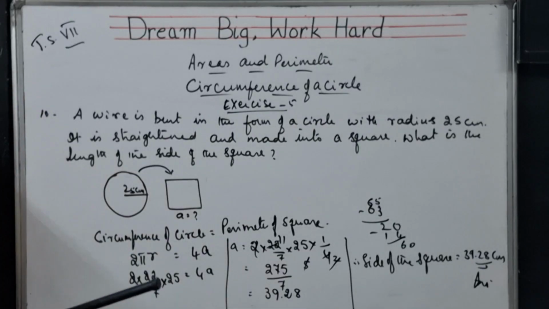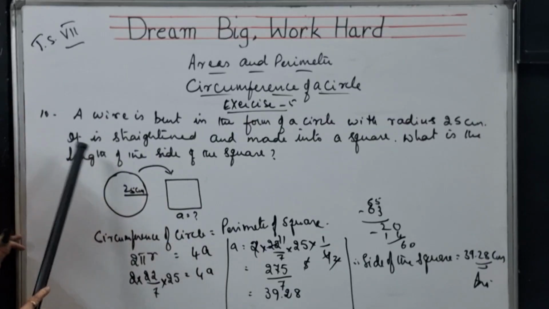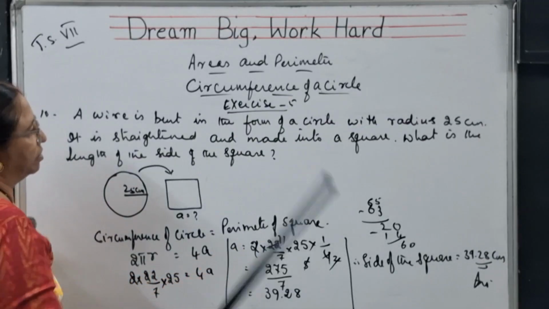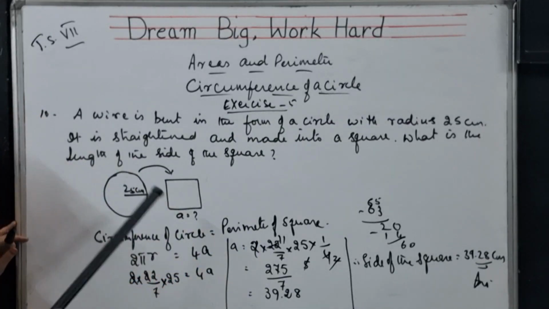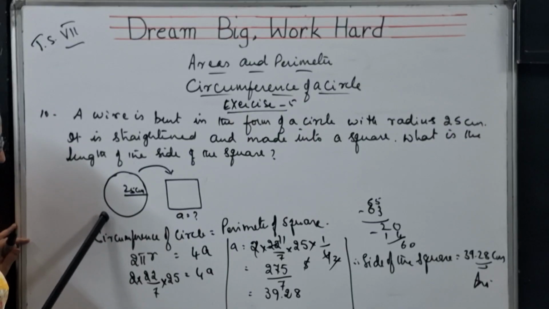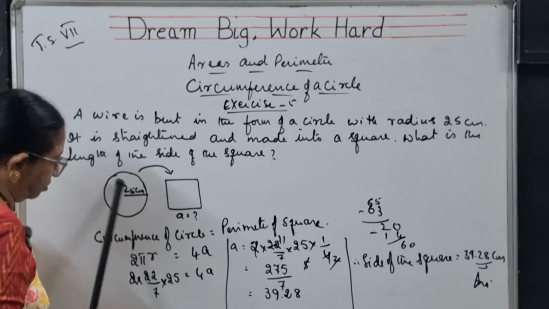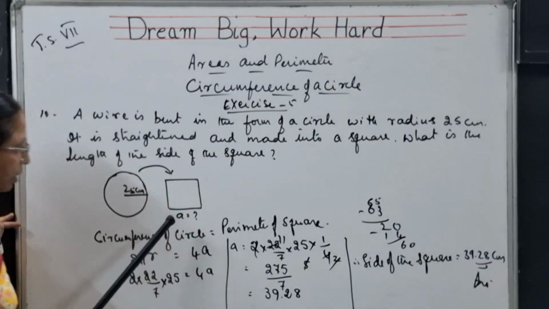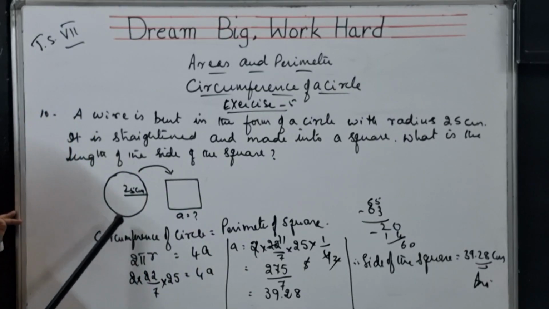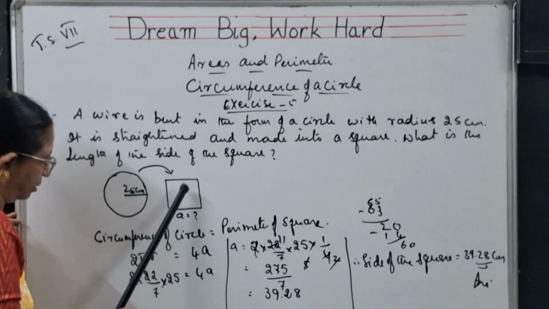A wire is bent to form a circle with radius 25 centimeters. It is straightened and made into a square. What is the length of the side of the square? This is a wire which is in a circle. It is straightened and made into a square. What is the side of the square? That means the same circle is made into a square.